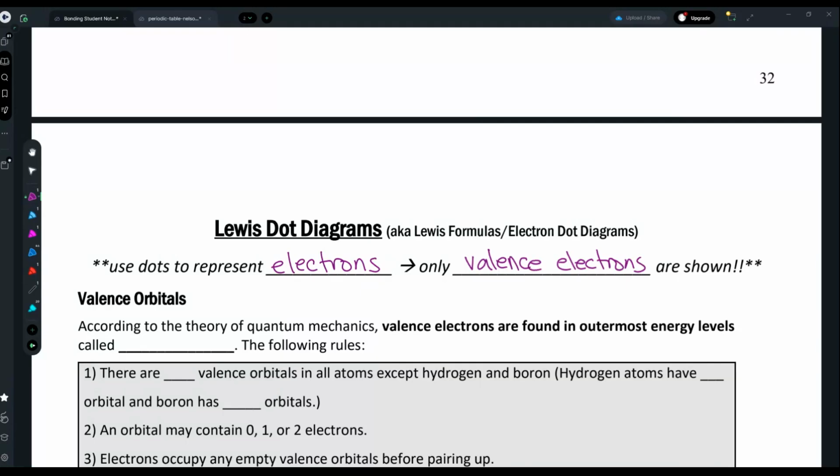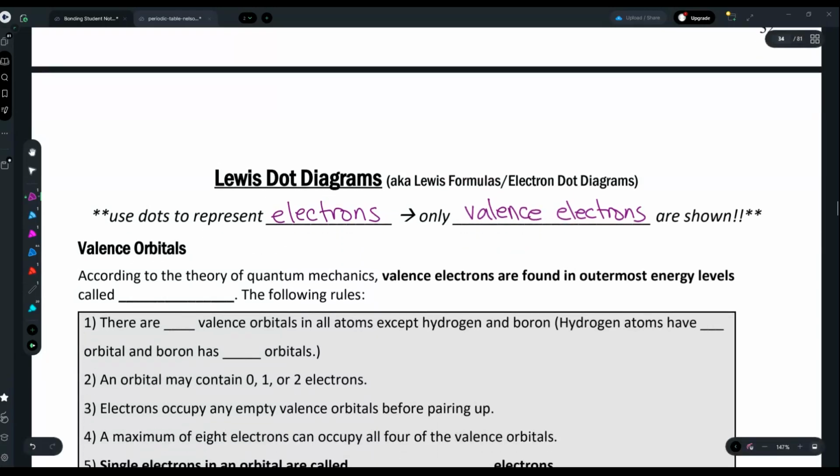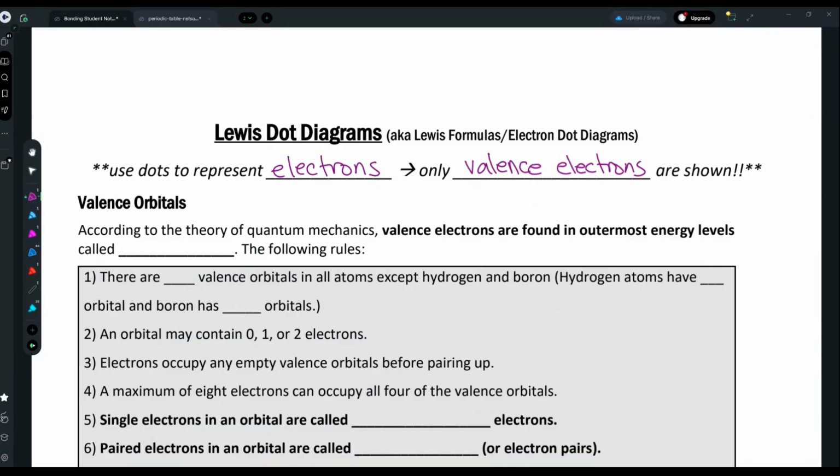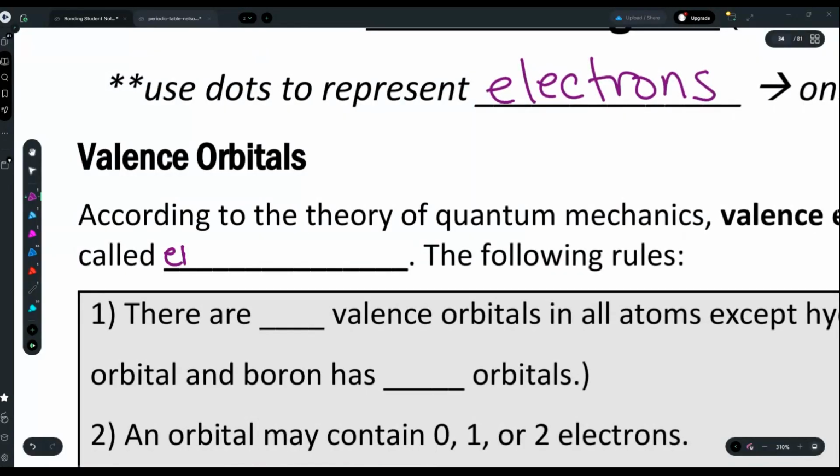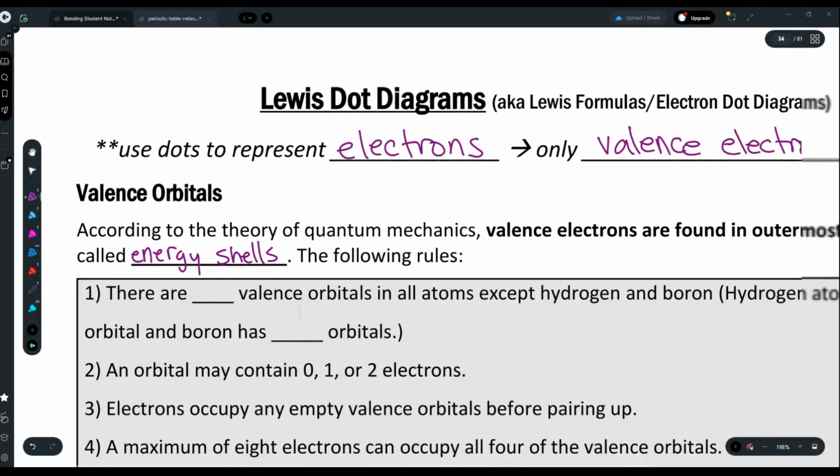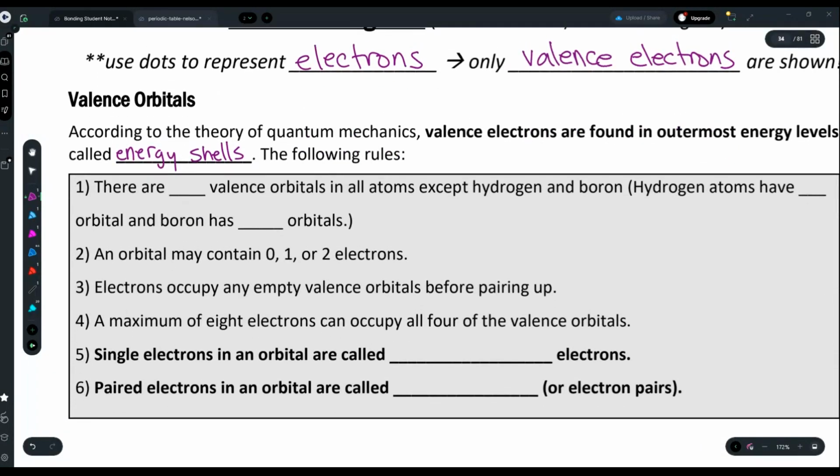And by shape, I mean the shape of the molecule or compound. So for valence orbitals, according to the theory of quantum mechanics, valence electrons are found in the outermost energy levels, which are called energy shells. And we have to be aware of the following rules. So there are 4 valence orbitals.